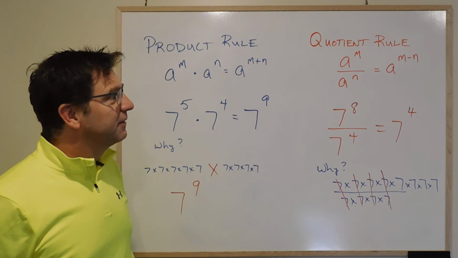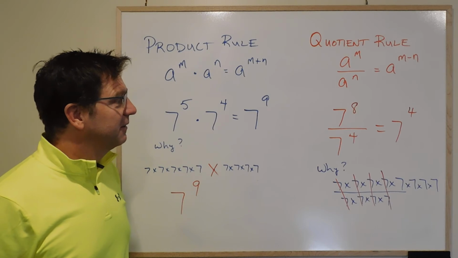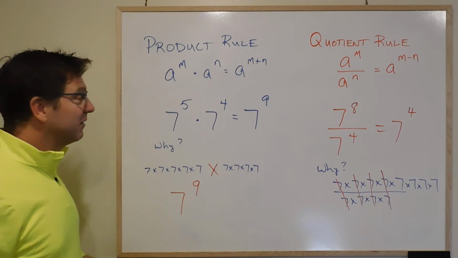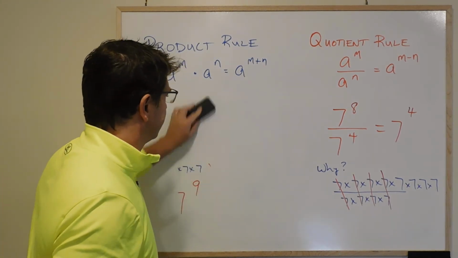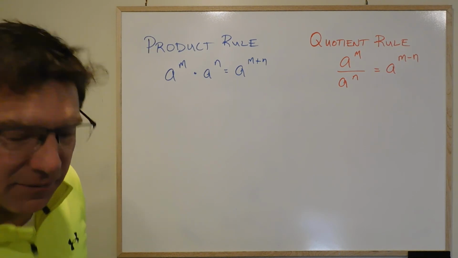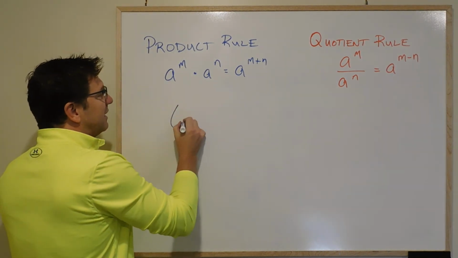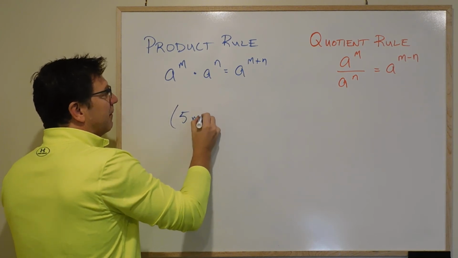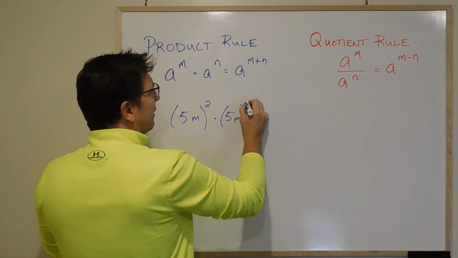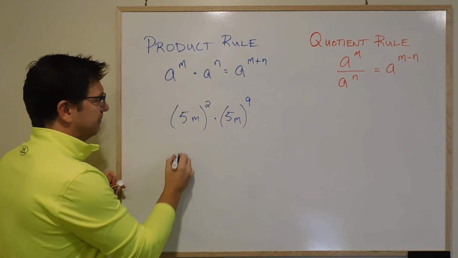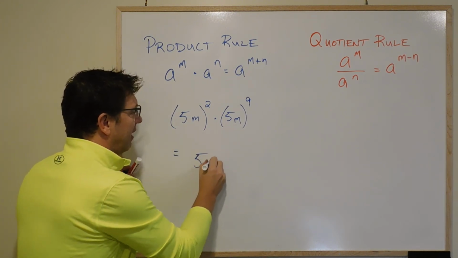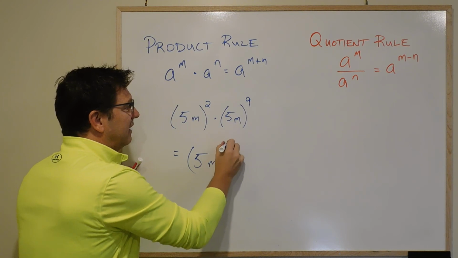Okay? Now, sometimes the base has a variable in it. Okay? So we'll take a second. You can rewind it if you need to see this part again, because I'm going to erase this now. What if the base has a variable? So let's say this is 5m squared times 5m to the 9th. Well, that's okay because 5m is the base. They're both the same. So this would be 5m to the 2 plus 9 is 11.